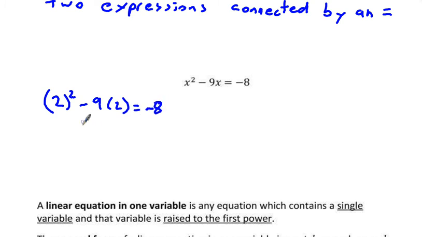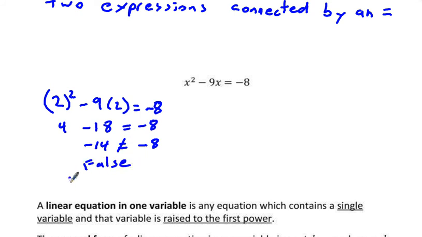and solve, we have 2 squared, which is 4, minus 9 times 2, or negative 18, and that equals negative 8. 4 minus 18 is negative 14. Negative 14 does not equal negative 8. This is a false statement, and therefore not a solution.